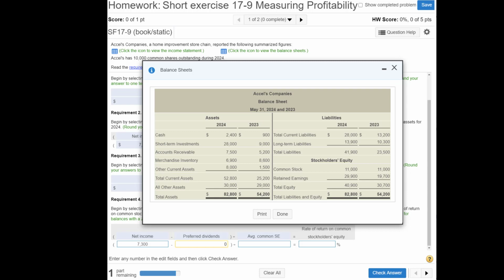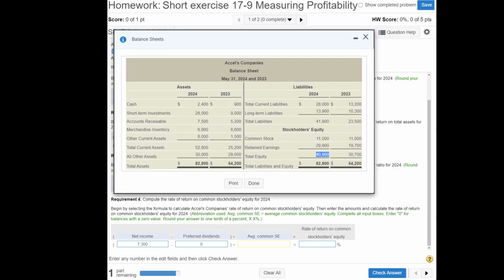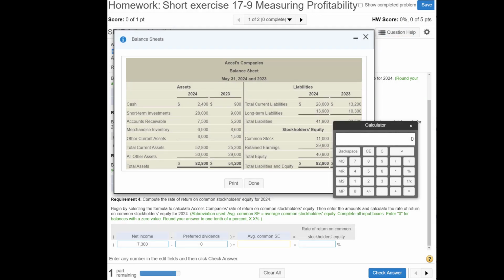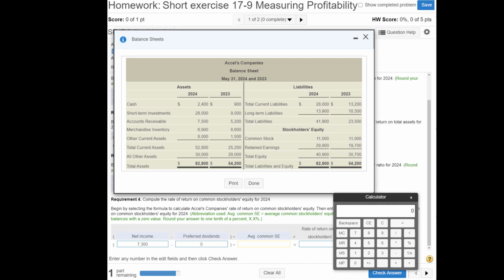And we're going to divide by the average common stockholders' equity. Because this stockholders' equity is all common, none of it is preferred, so we can just average the total equity numbers. Since it's all common equity, we take 4,900 plus 30,700 divided by 2, which gives us 35,800.